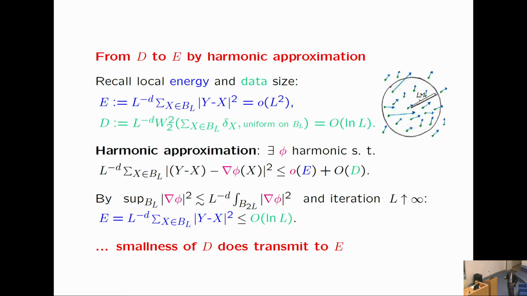So an output of our regularity theory is that we know that there is a harmonic function such that the displacement is close to the gradient of the harmonic function. That's the crucial harmonic approximation result, which comes out of our regularity theory: the displacement is close to the gradient of a harmonic function. And then we can use basic regularity theory for harmonic functions to tell us that the smallness of the data term transmits to the smallness of the solution. And that's the main step.